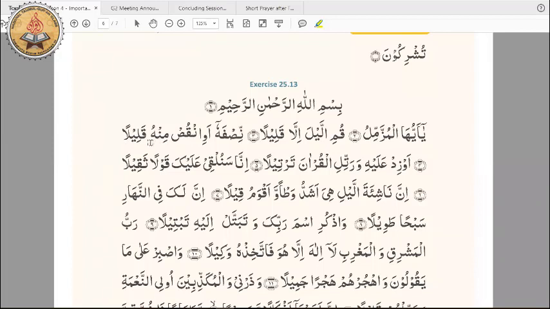منه قليلا. أو زد عليه ورتل القرآن ترتيلا. أو زد. أو زد عليه ورتل القرآن ترتيلا. Excellent.